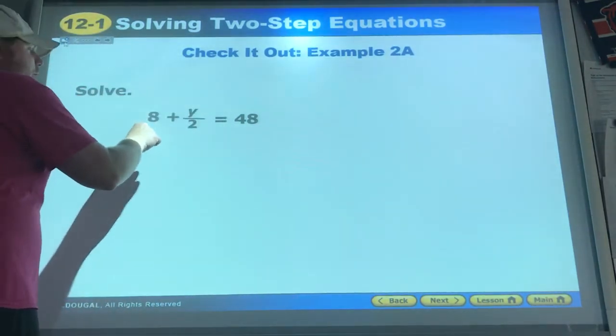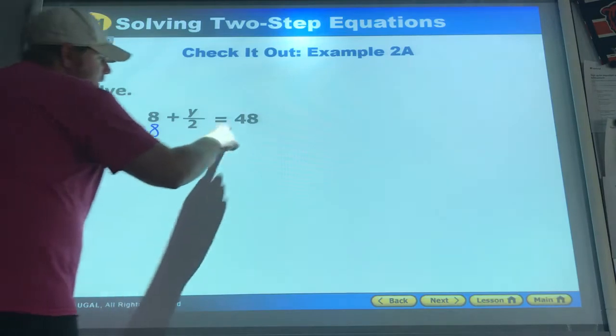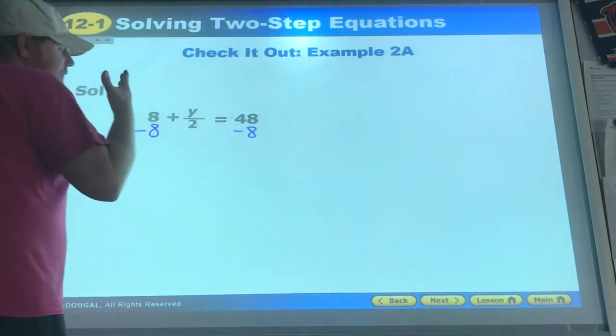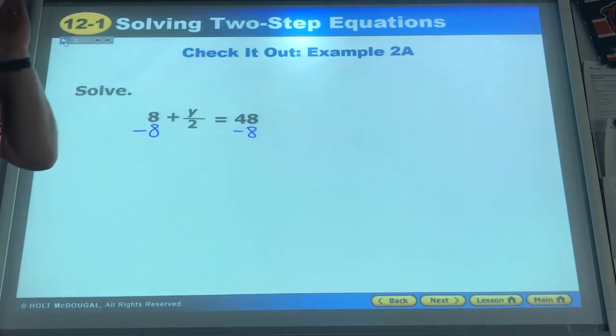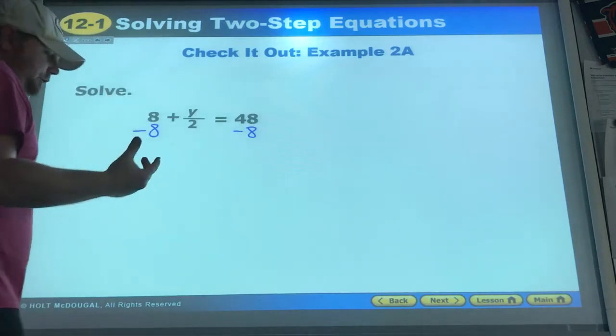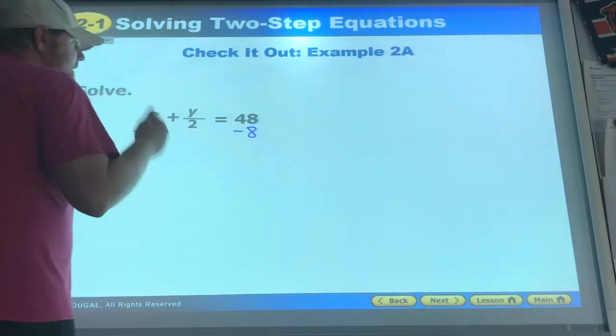Positive 8. So how do I remove a positive 8? I subtract 8. I subtract 8. Whatever you do to one side, you must do to the other. I haven't said that yet. I should have. But I thought you knew it. I assumed. Hope it doesn't make a donkey out of me.